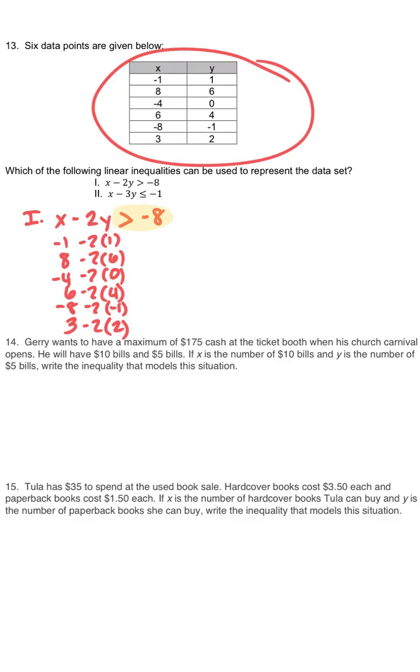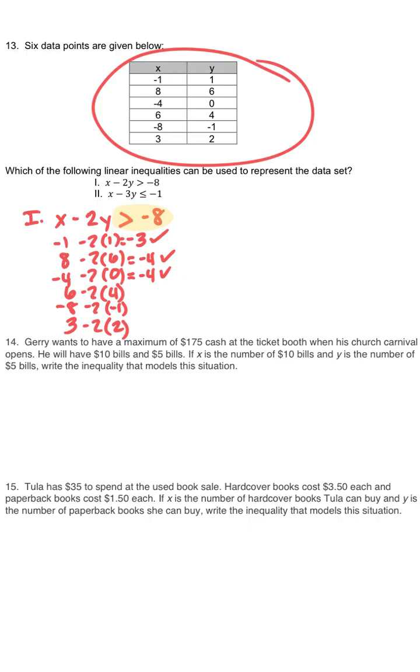So let's see. We have -1 and -2. That's -3. Yes, that is greater than -8. Now we have 8 and -12. That gives us -4. Would that -4 be greater than -8? Yes. -4 and 0 gives us -4. -4 is greater than -8.